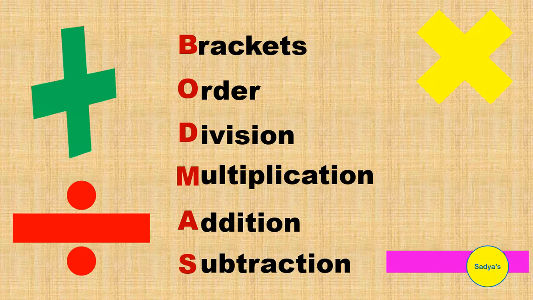So according to BODMAS, in a mathematical expression, we first of all solve the content within the brackets. Then we solve the powers. Next is the turn of division and multiplication, followed by addition and subtraction.